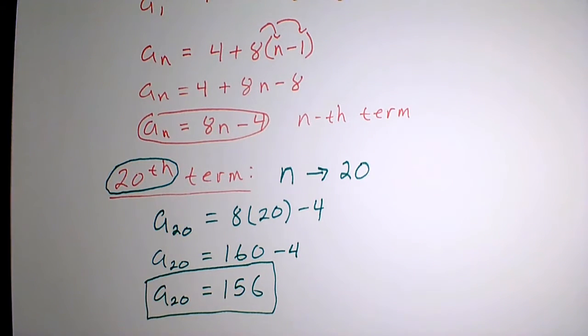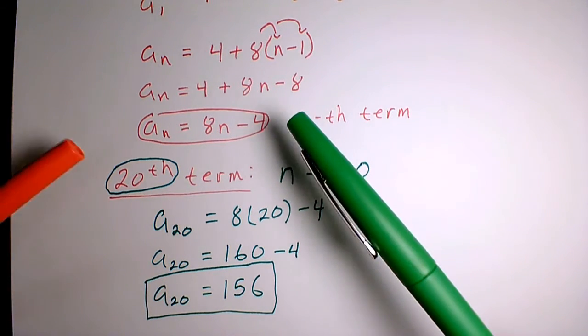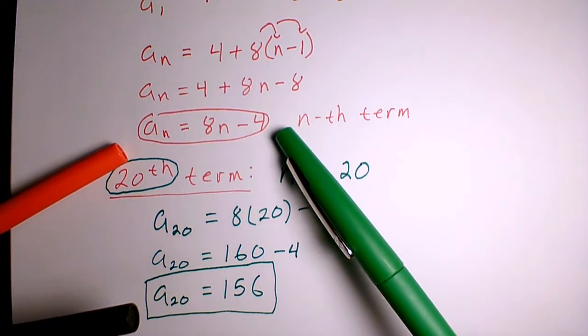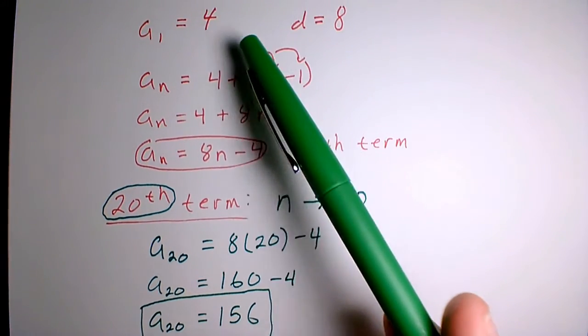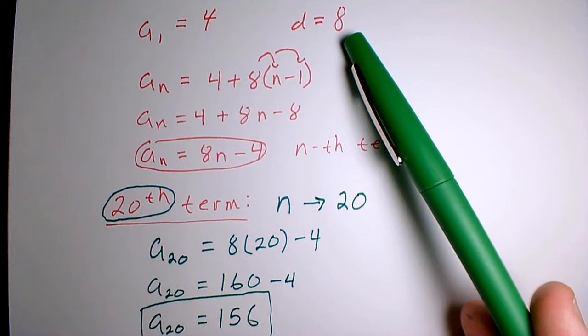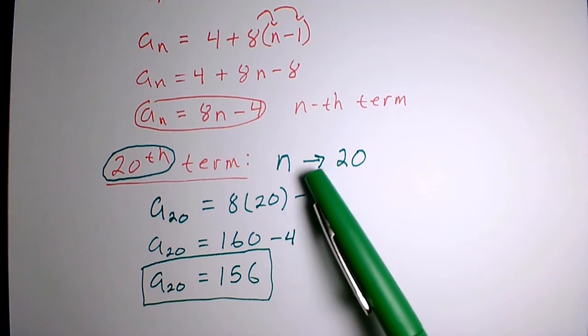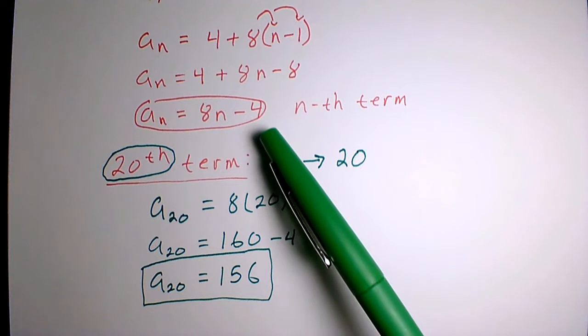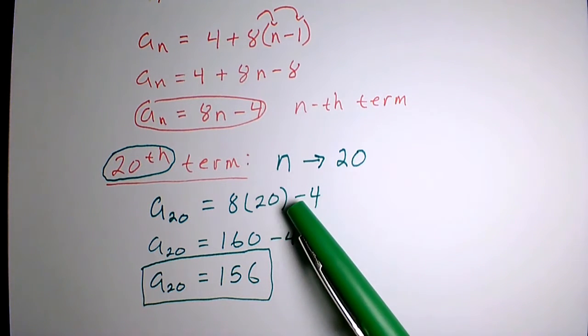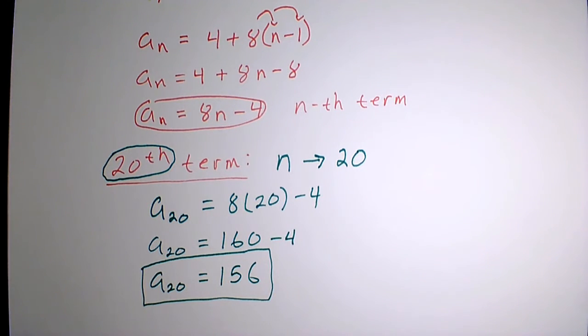Okay, and so that's what it asks us to do. Find the nth term formula, which we did by plugging in the numbers for A_1 and d. And then we found the 20th term by putting 20 in for the letter n and then calculating for the 20th term.